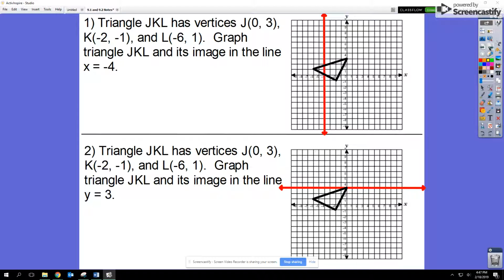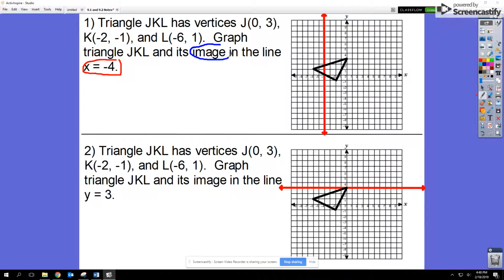And let's just prove this. On question number 1, it says you have triangle JKL, and I've already graphed it up there for you. And we're going to graph the triangle and its image over the line x equals -4. And so basically, in order to do reflection, I have to give you a line to reflect over. And here it is, x equals -4. That's this vertical line.